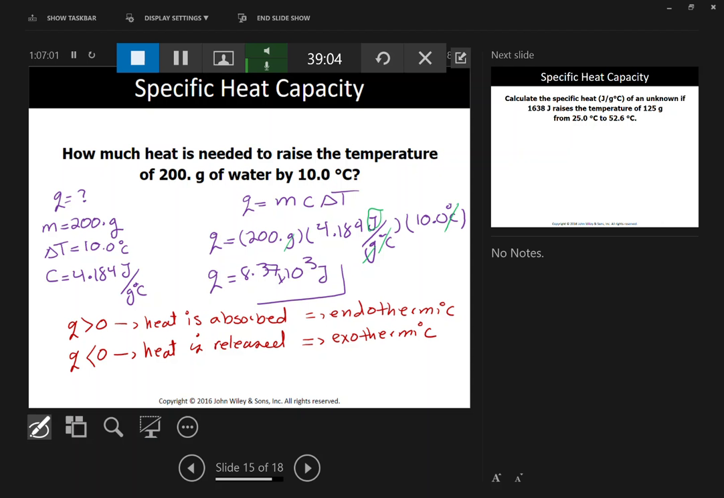Mass cannot be a negative number. Heat capacity cannot be a negative number. But delta T can be negative. And if delta T is negative, it means that final temperature is lower than the initial temperature. If final temperature is lower, yes, it means that heat is released and your Q becomes a negative number.